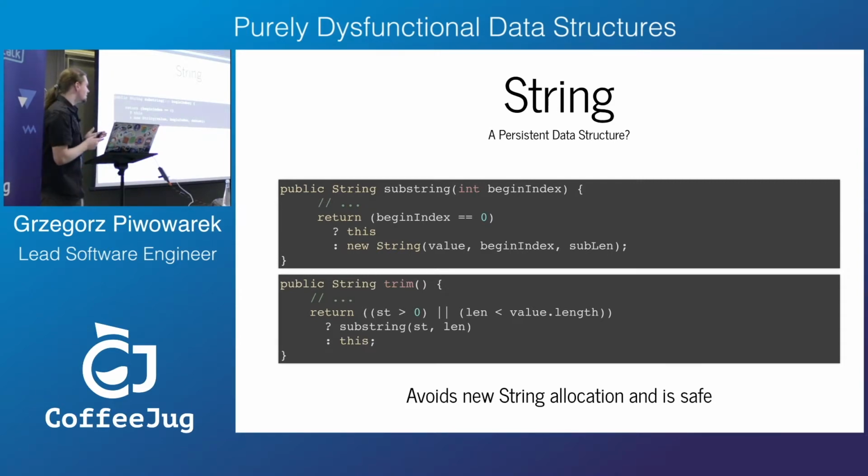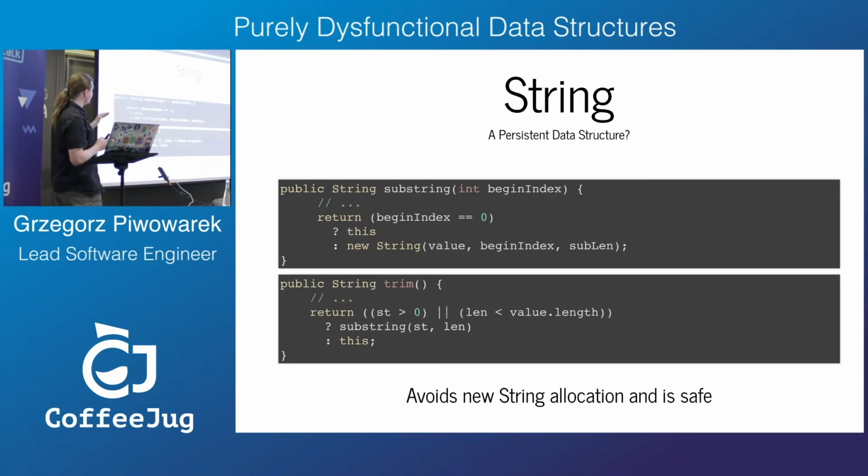So, well, the same works if you look at the trim methods and others. Concatenation doesn't work like this, unfortunately. So it avoids new string allocations, and it's quite safe because we have immutability everywhere. Well, is it a persistent data structure? I mean, yes, in some points, but in general, I would say it's safe to say no, right?